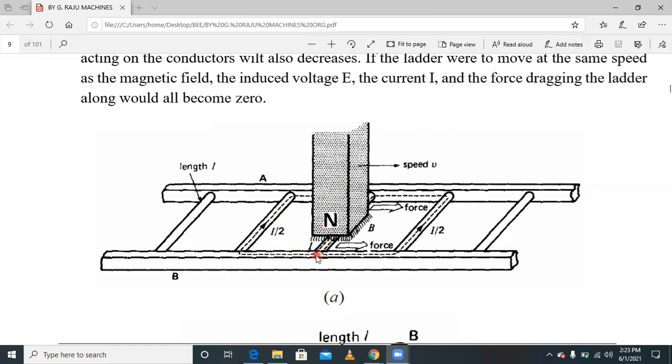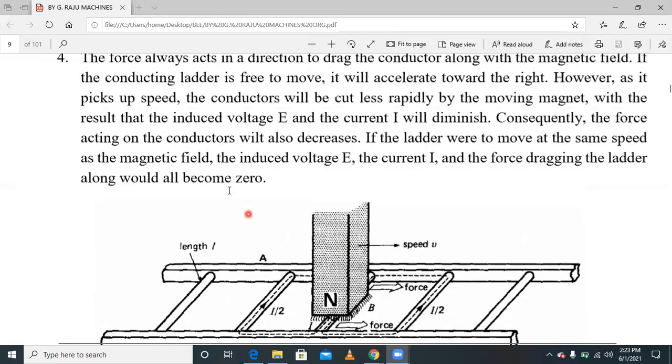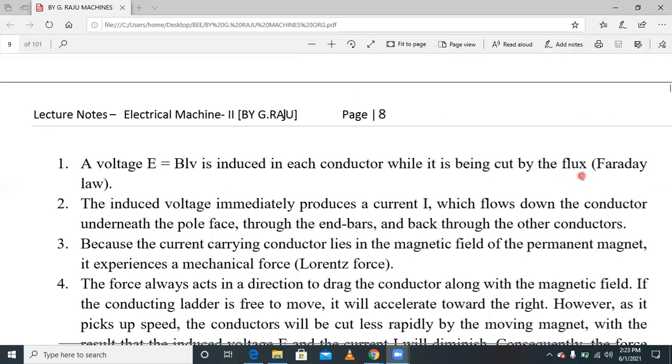In these rotor conductors, some amount of EMF is induced, according to Faraday's law. You know Faraday's law well. In a motor, a current carrying conductor placed in a stationary magnetic field experiences a force. So that is called motor action, according to Faraday's law.